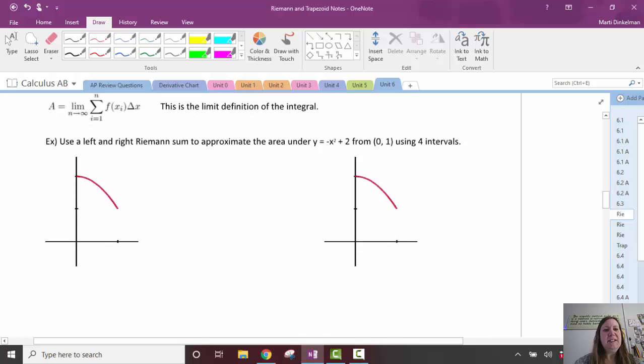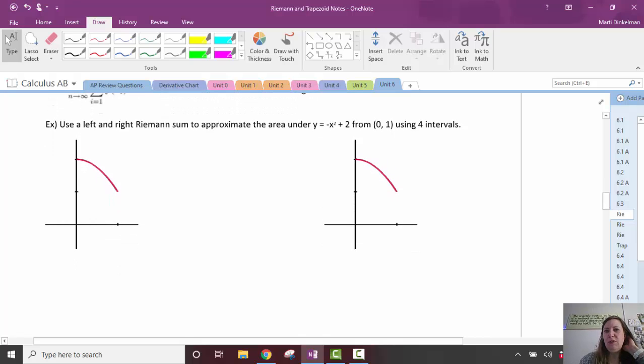Okay, so for this example, use the left and right Riemann sum to approximate the area from 0 to 1. We're going to use 4 intervals, and we're probably going to need to get our calculator out for this. So we can actually draw the pictures if we want. We want to do 4 rectangles, and let's do the left first.